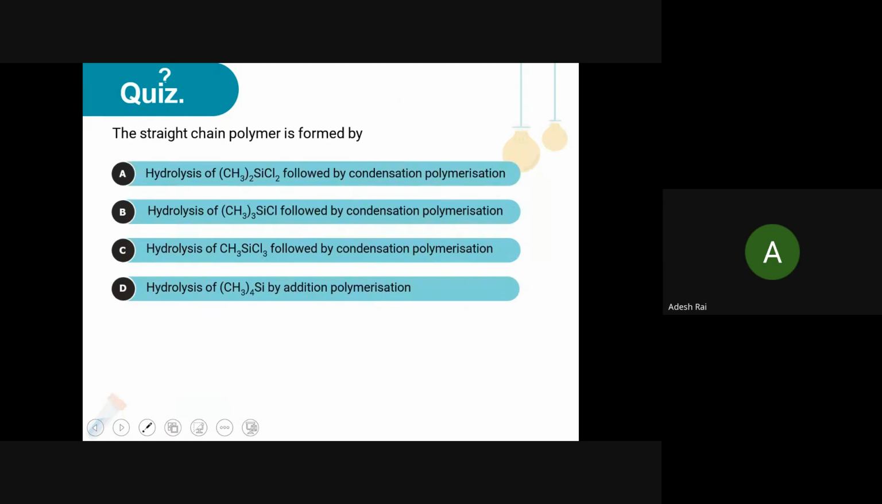How do we form a straight chain polymer? Hydrolysis of (CH3)2SiCl2 followed by condensation polymerization. True or false? The first option is only correct. You don't even need to go for the other options. Just now we studied this. Both the Cl will be replaced by OH. And after that, it undergoes condensation polymerization. So OH and H will combine with each other, a water molecule will be removed, and oxygen and silicon will be directly attached with each other. Right?